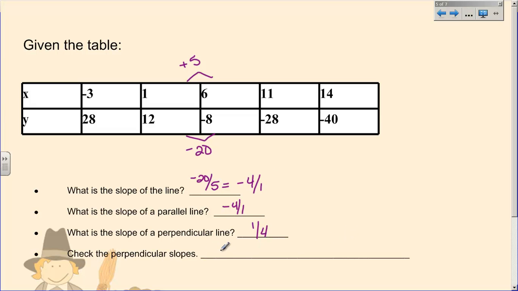And we can test them by multiplying again. Negative 4 over 1 times 1 over 4 gives me negative 4 over 4, which is negative 1, so it checks. They really are perpendicular. You do not have to do that every time, but if you are unsure, it's a good check. So again, I found my slope with change in y over change in x. Parallel lines are the same. Perpendicular, flip and change the sign.